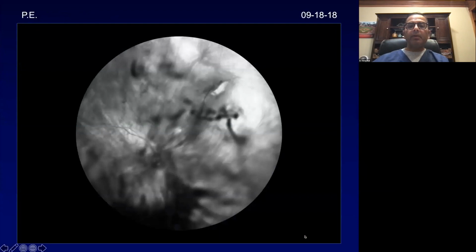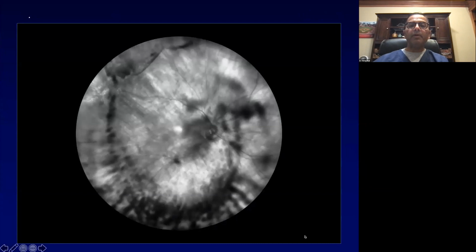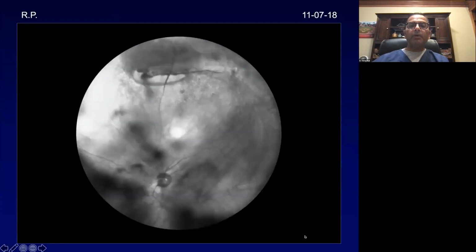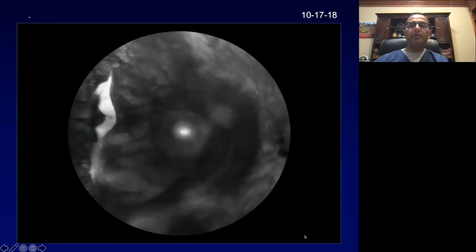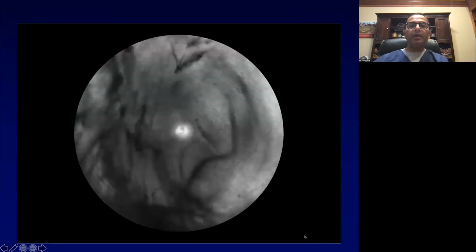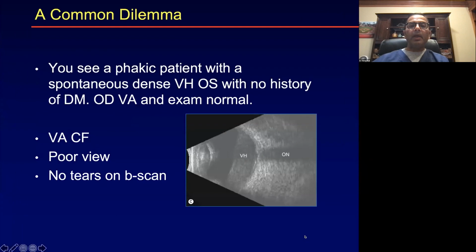So these are some infrared photographs that show a vitreous hemorrhage with a retinal tear. I find these to be quite useful, but we're often faced with patients who come in with a vitreous hemorrhage and have tears and/or detachment. A common dilemma is when you have a phakic patient with a spontaneous dense vitreous hemorrhage. What do we do? Vision is count fingers, and there are no tears seen on B-scan.